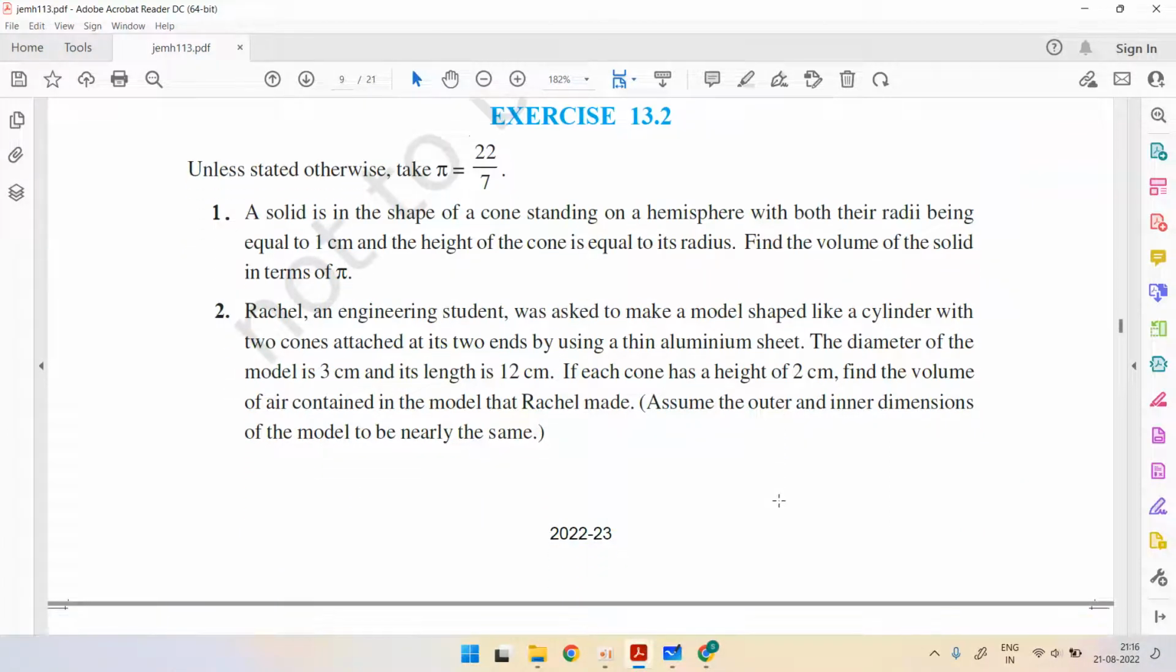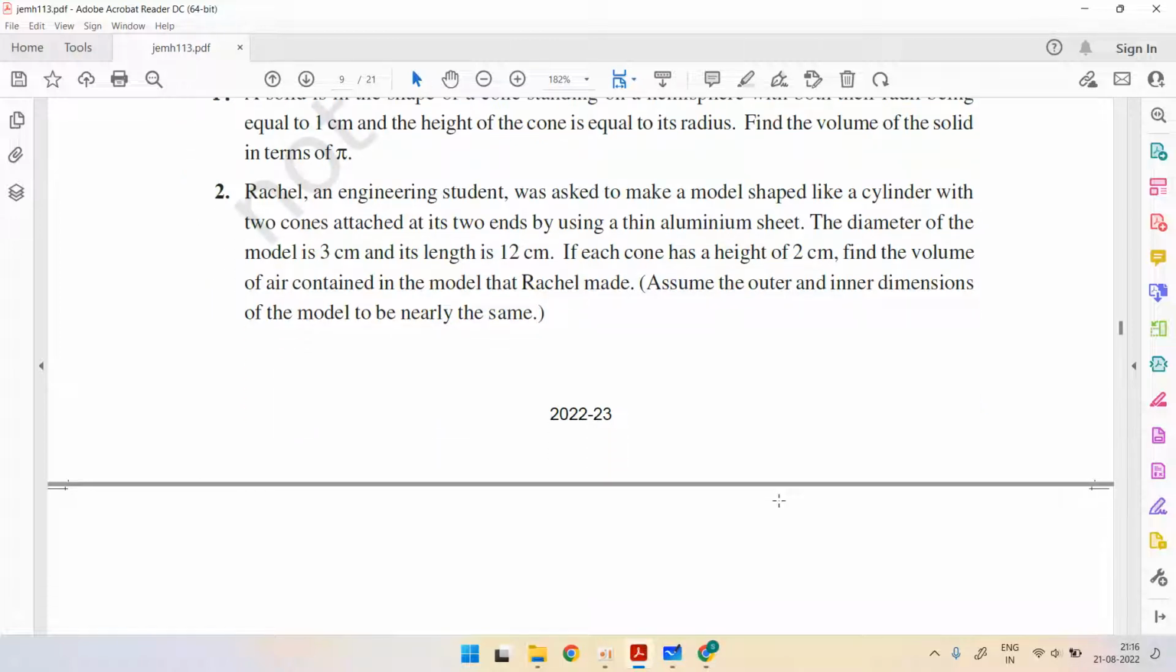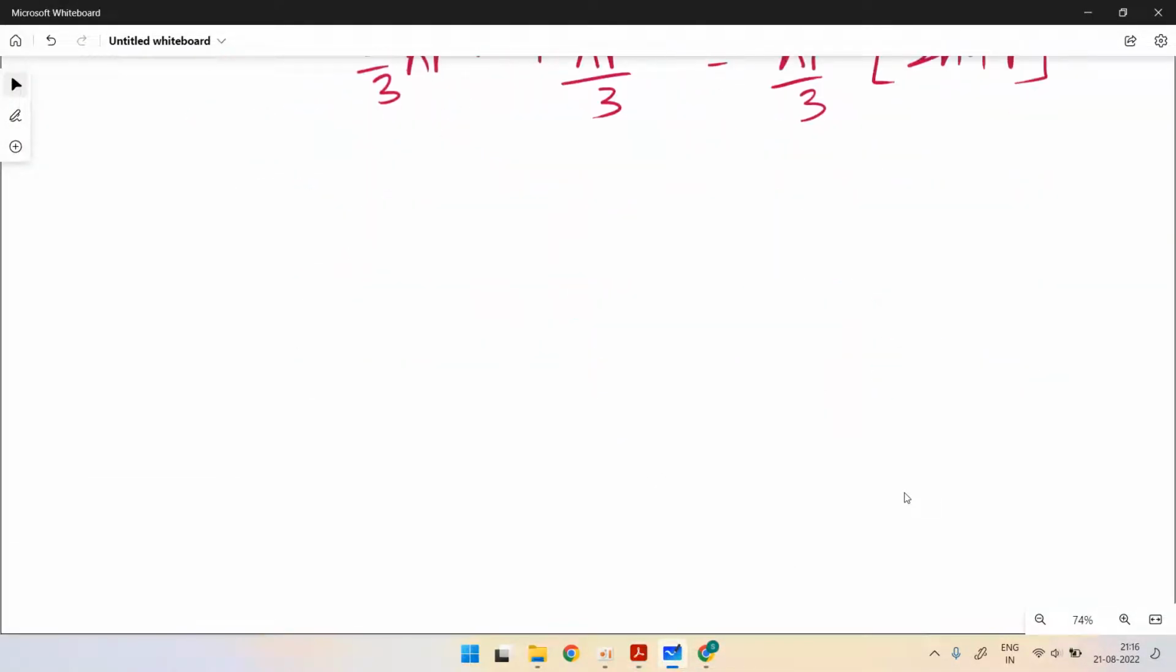A solid is in the shape of a cone standing on a hemisphere. See, it is the same question. The height of the cone is this, find the volume of the solid. A cylinder is asked to be made into a model shaped like a cylinder with two cones attached to its both ends. Okay, this is like a gulli danda, like the gulli of gulli danda.